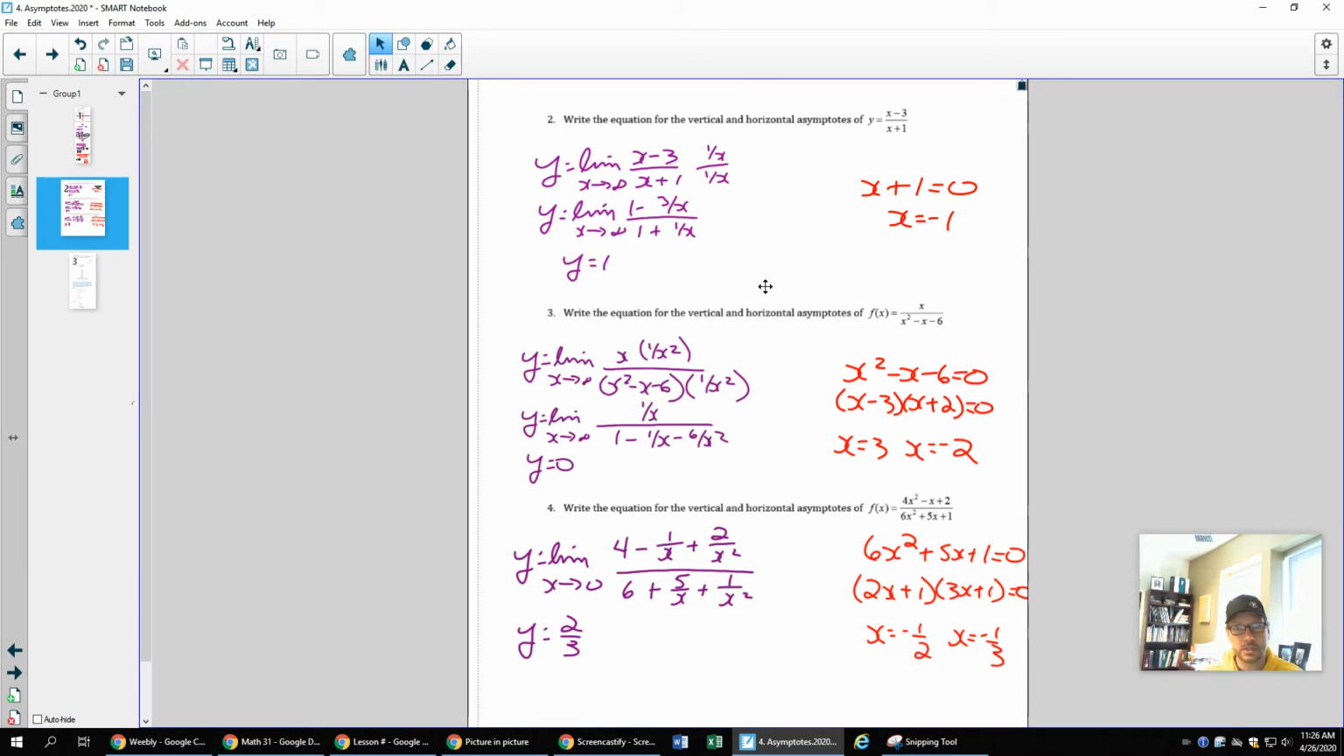So again, you can see we're just working with largest degree was 1, so it's 1 over x. Largest degree was x squared, it's 1 over x squared. And here's x squared, so it's 1 over x squared. And then just some factoring skills. So really, when we talk about vertical and horizontal asymptotes, a little bit of algebra, but nothing too crazy.